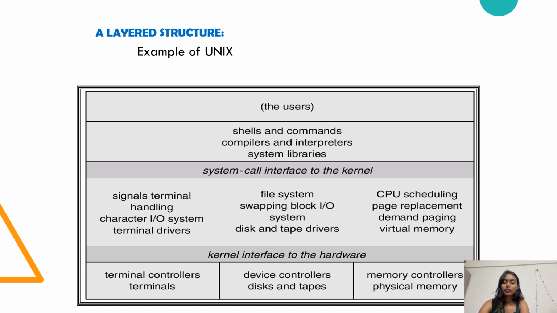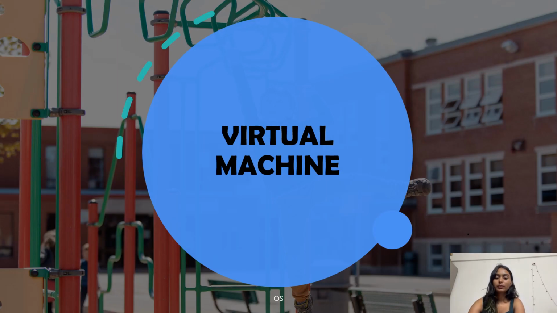So here is a layered structure, example of Unix: the user shells and commands, compilers and interpreter system libraries. Signals terminal handling, character input and output system terminal drivers, file system swapping, block input and output system disk and tape drivers, CPU scheduling, page placement and demand paging, virtual memory, terminal controllers, device controller, disk and tapes, memory controllers, physical memory.